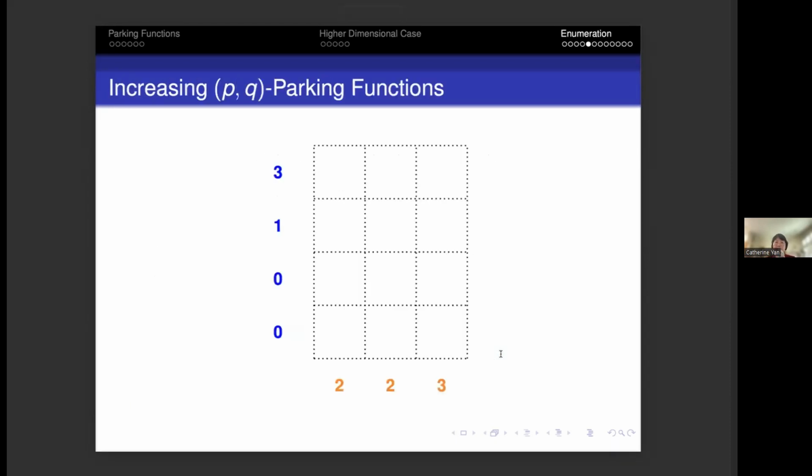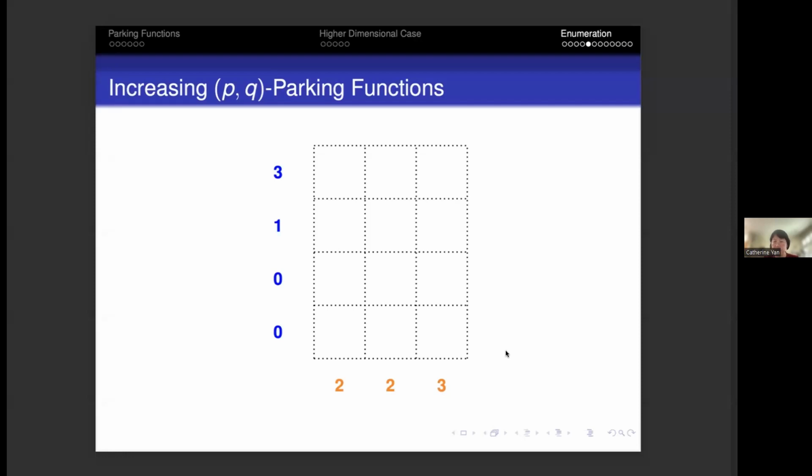So in the remaining time, I want to concentrate back on the PQ parking functions of Cori and Poulalhon, but I'm going to look at the increasing ones and see what our new interpretation using the grid and lattice paths can say about such parking functions. Because in that case the weight is so special, you can actually view those parking functions from a different point of view in terms of lattice paths.